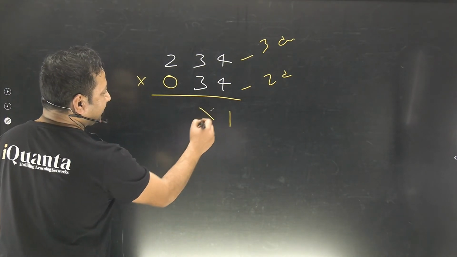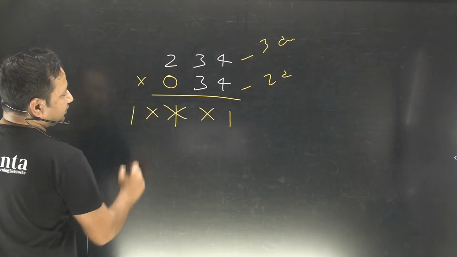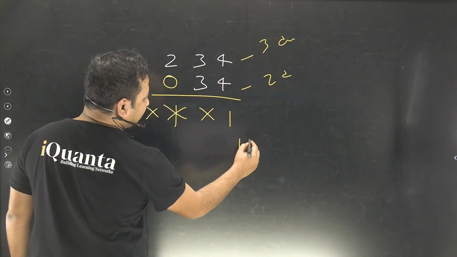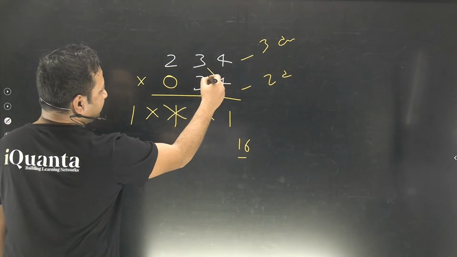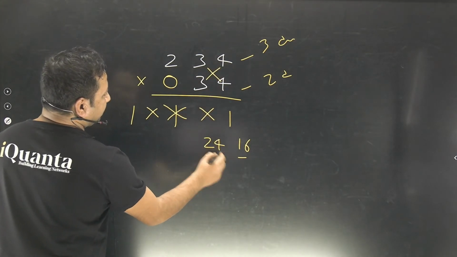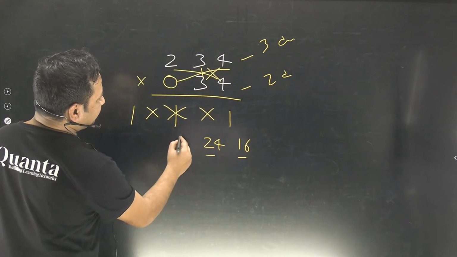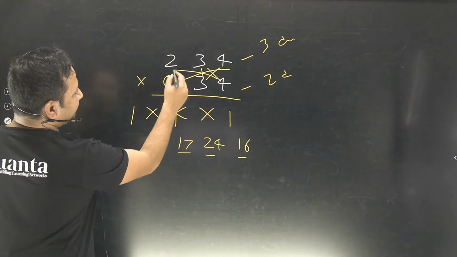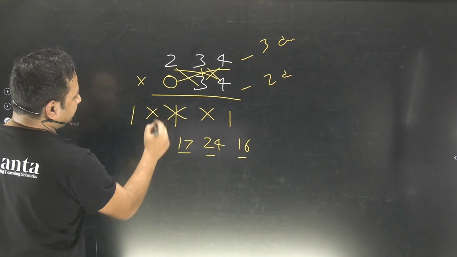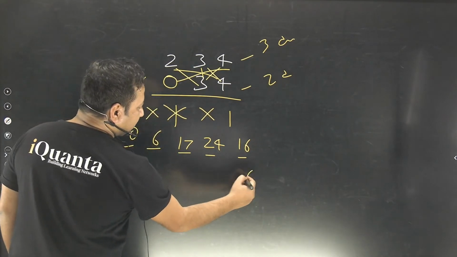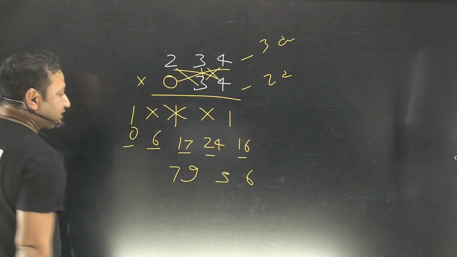I'll just calculate this also for you once. 1 from the right, 4 4s are 16. 2 from the right, 3 4s are 12, 3 4s are 12, 24. All 3, 2 4s are 8, this is 0. 8 plus 9, that becomes 17. 2 from the left, 6 plus 0 is 6 only, this is 0 itself. So the answer is 7956.